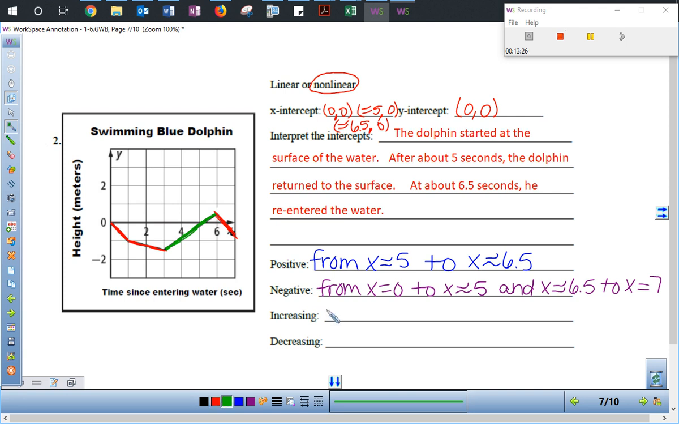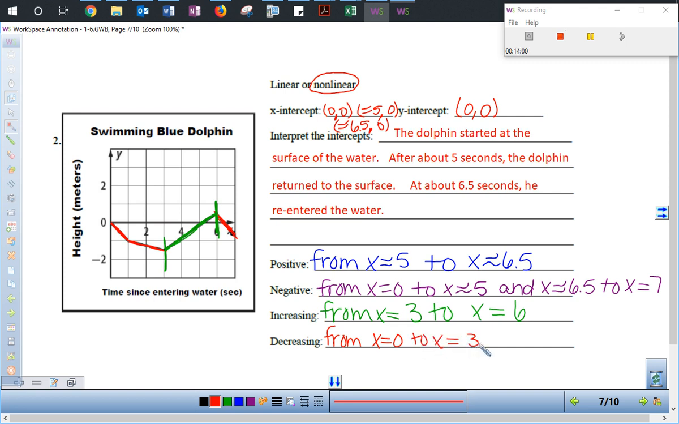So I am increasing, in terms of x, I start increasing right here, which is, I've got a scale of 1 here, x equals 3, to x equals, and I stop right here where it changes to red, x equals 6. Now I'm decreasing, I start decreasing at x equals 0, and I stop decreasing where it changes to green, so to x equals 3. Then I start again where it changes from green to red, so at x equals 6, and I stop at the end of the graph, so x equals 7.